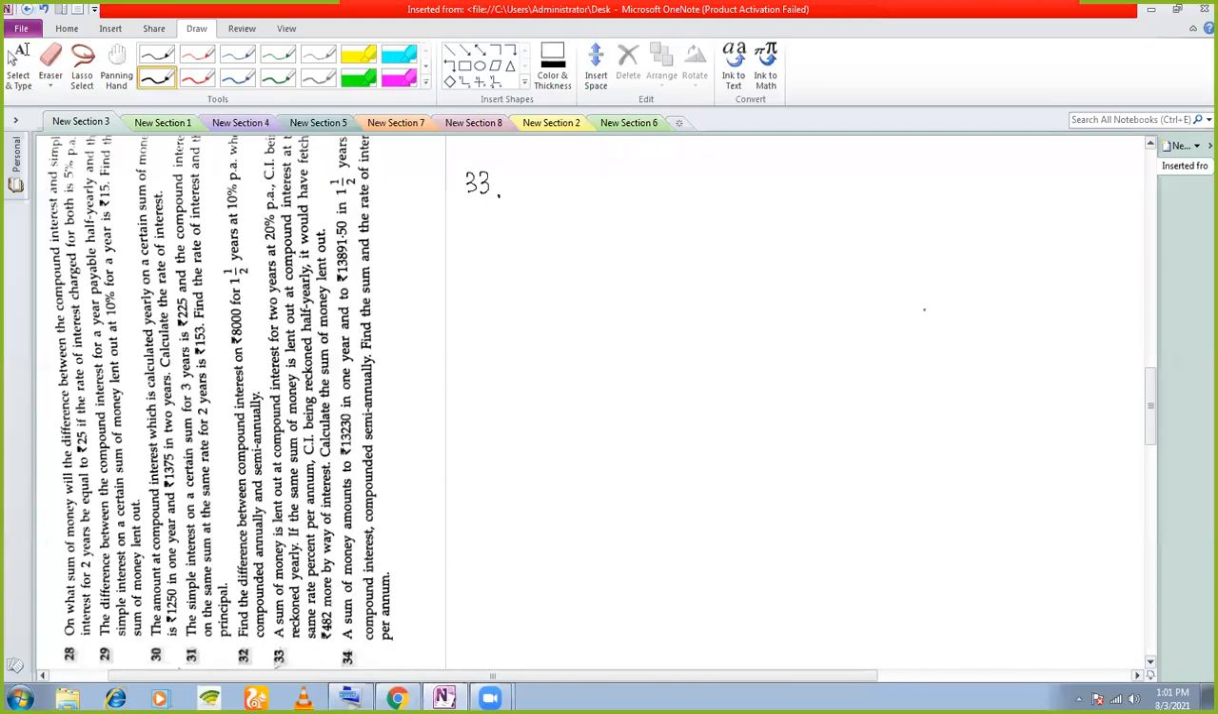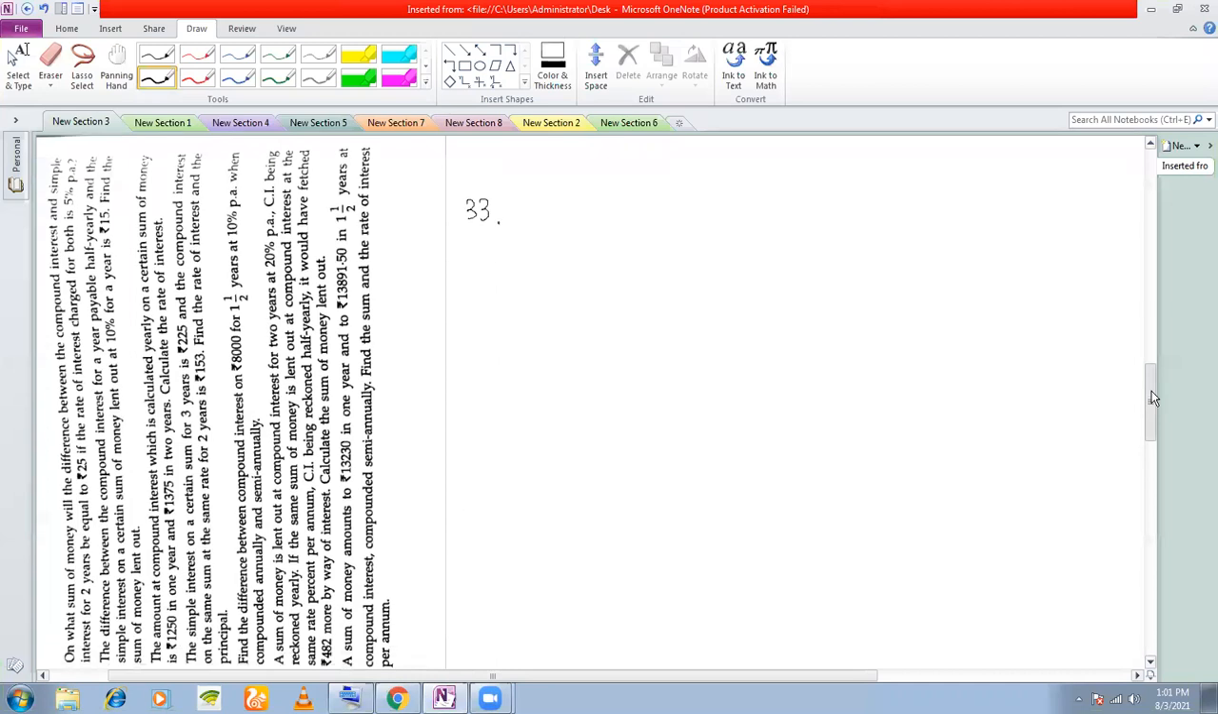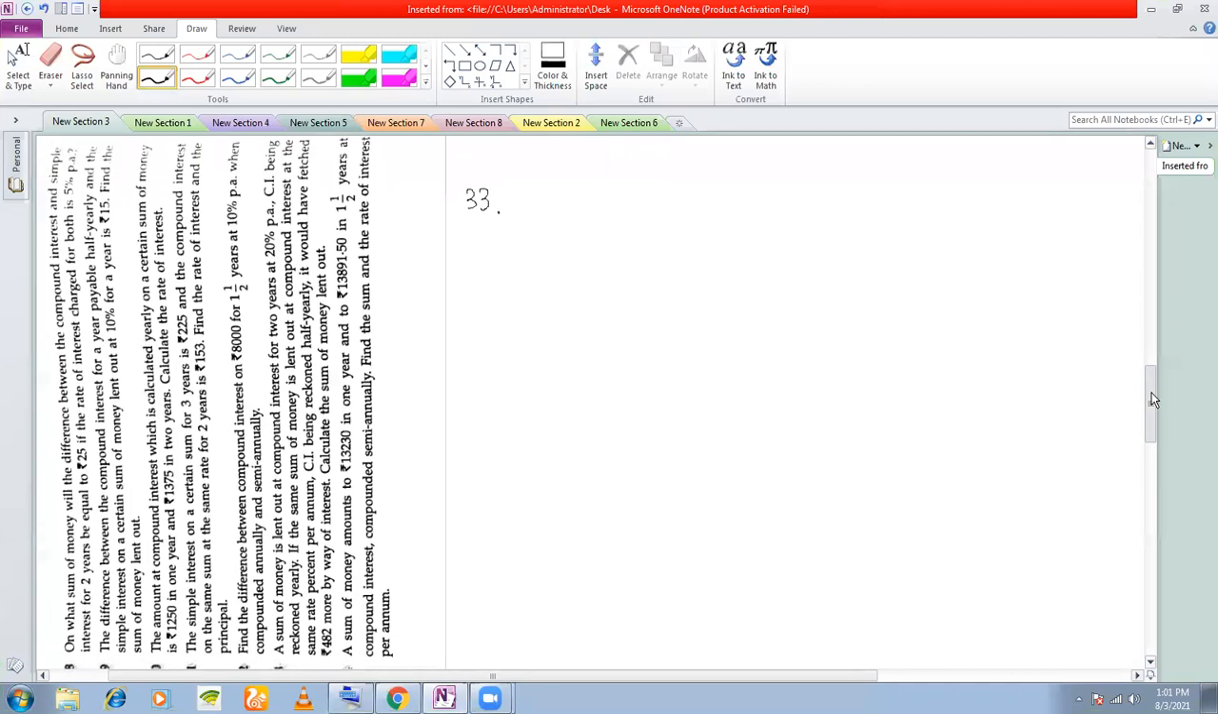Let's read the problem first. A sum of money is lent out at compound interest for 2 years at 20% per annum, compound interest being reckoned yearly. Okay, so there is a certain sum of money. It is being lent out at compound interest, a yearly compound interest. It is given to you. No half yearly, no quarterly.